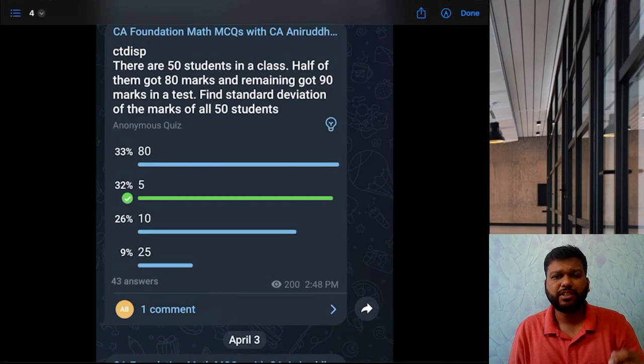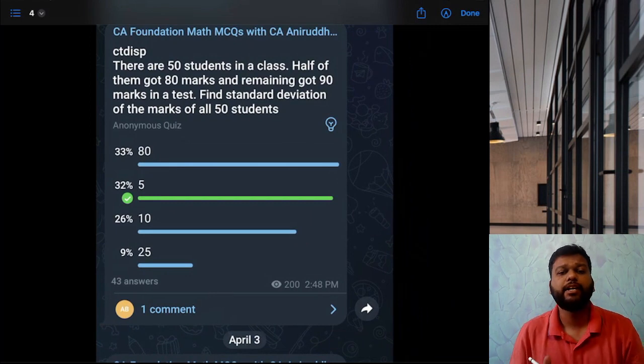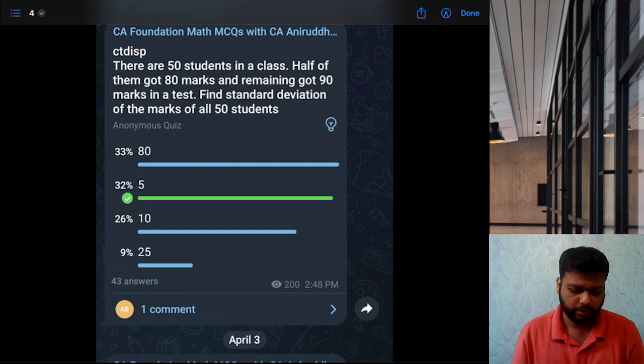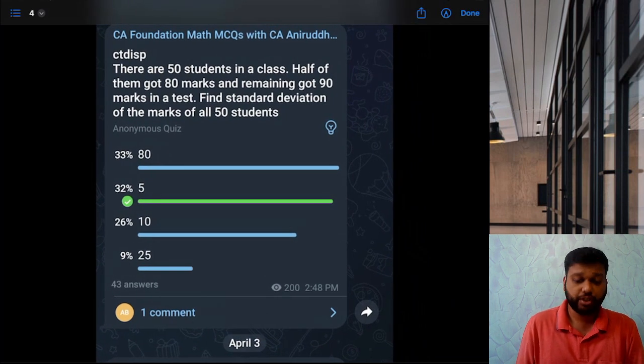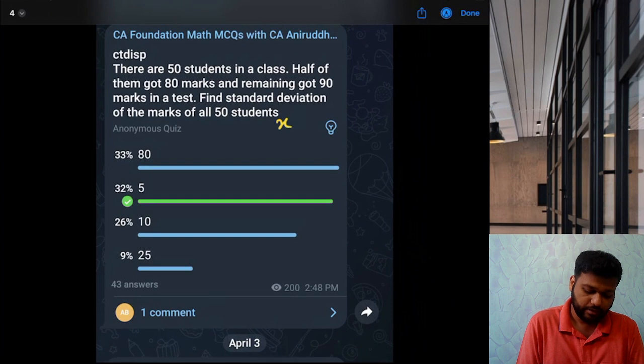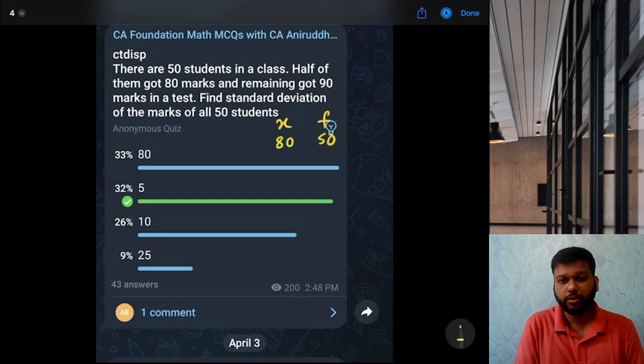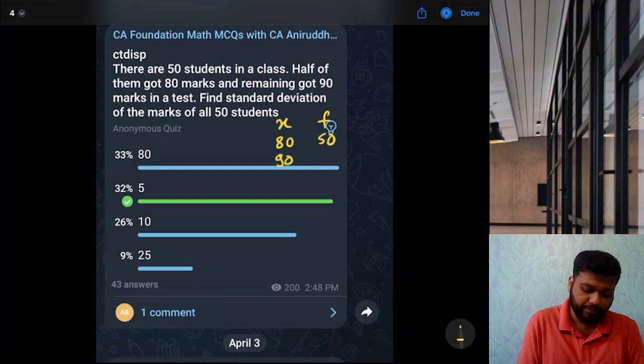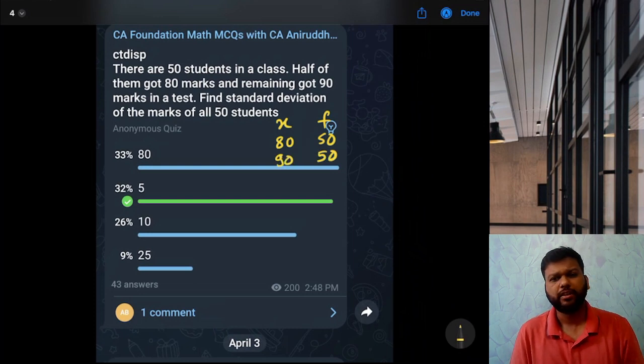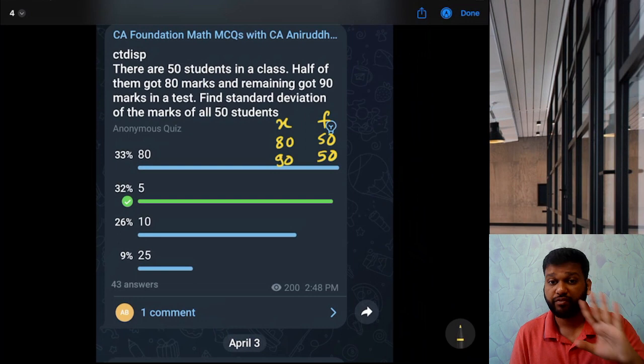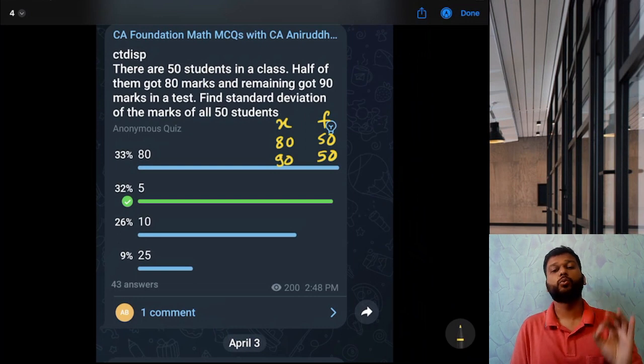There are 50 students in a class. Half of them got 80 marks, remaining got 90 marks. Find the standard deviation of marks of all 50 students. Okay. Now we want the standard deviation of marks. So let's say marks are 80 for 25 students, and marks are 90 for the remaining 25 students. Okay. Now you can use the formula of SD, the proper formula, by taking summation of fx square and summation of fx.